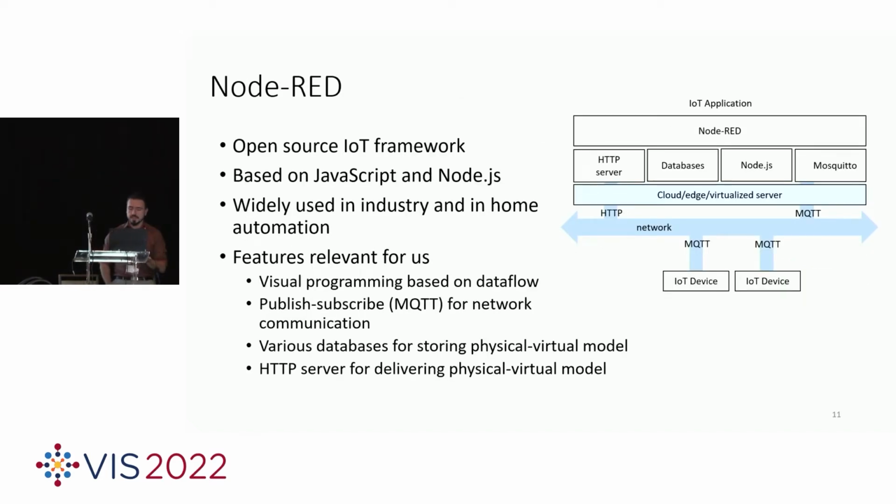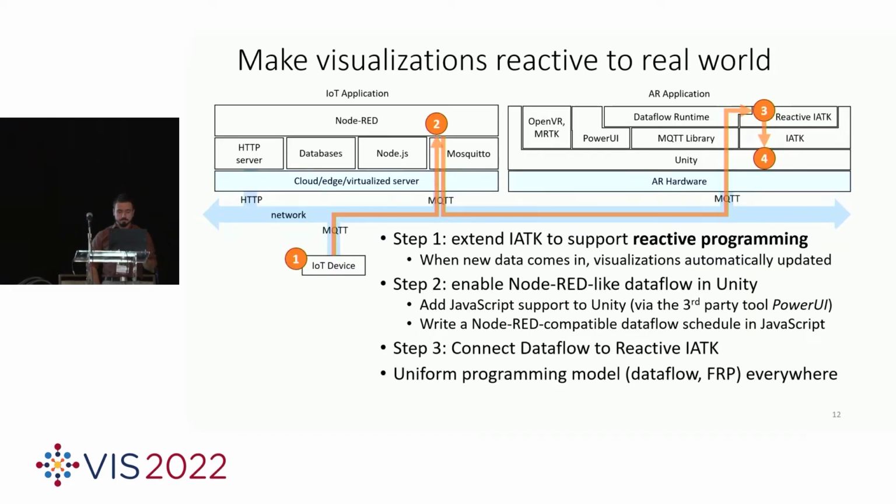Additionally to that, we can add some databases. We have messaging, in this case, the MQTT transmission protocol. And with that, we got a powerful suite to deliver the data. So in detail, we had to extend the IATK to support reactive programming. And furthermore, we had to extend IATK to be aware of real-time data. Additionally, we can write data flows in Node-RED.